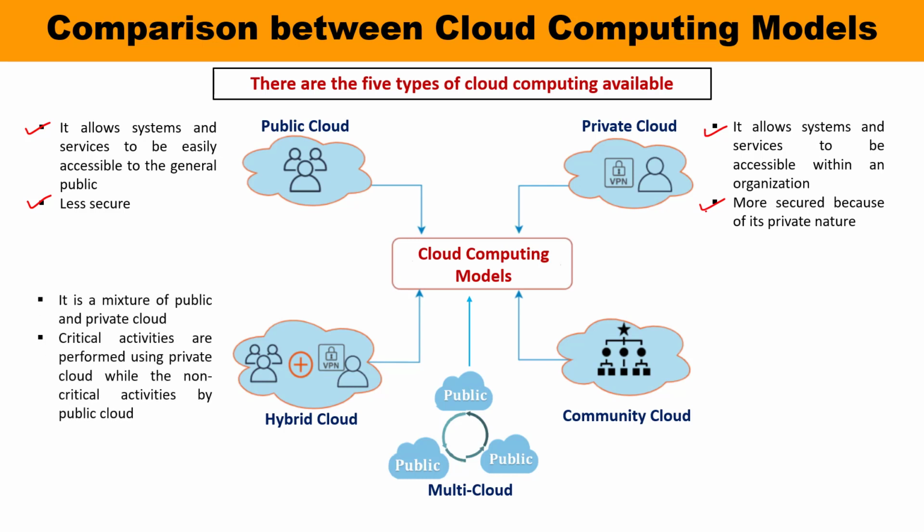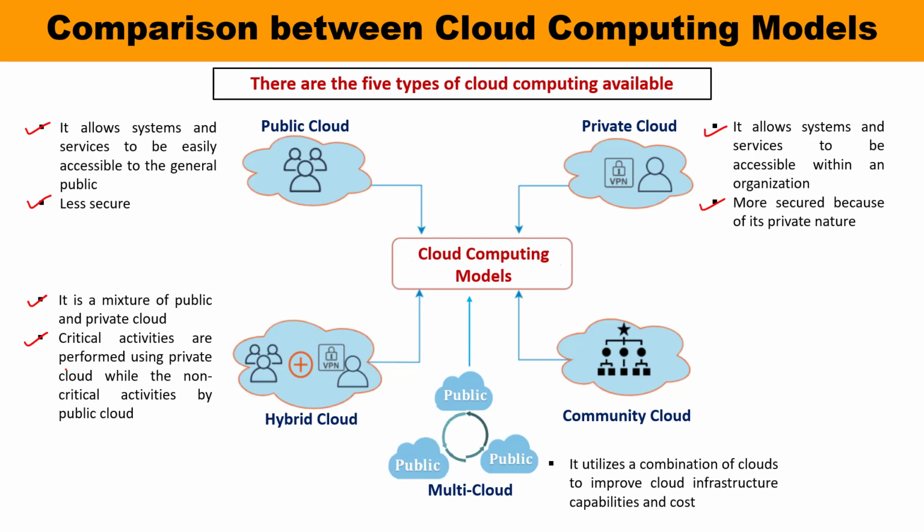Coming to the next, hybrid cloud. Hybrid cloud is the combination or mixture of public and private cloud. The activities may be of two types, critical activities or non-critical activities. Critical activities are performed using private cloud, while non-critical activities are performed with the help of the public cloud. The objective is to integrate both types of clouds, public and private, so that we can create an integrated, automated and secured computing environment. This is also cost effective.